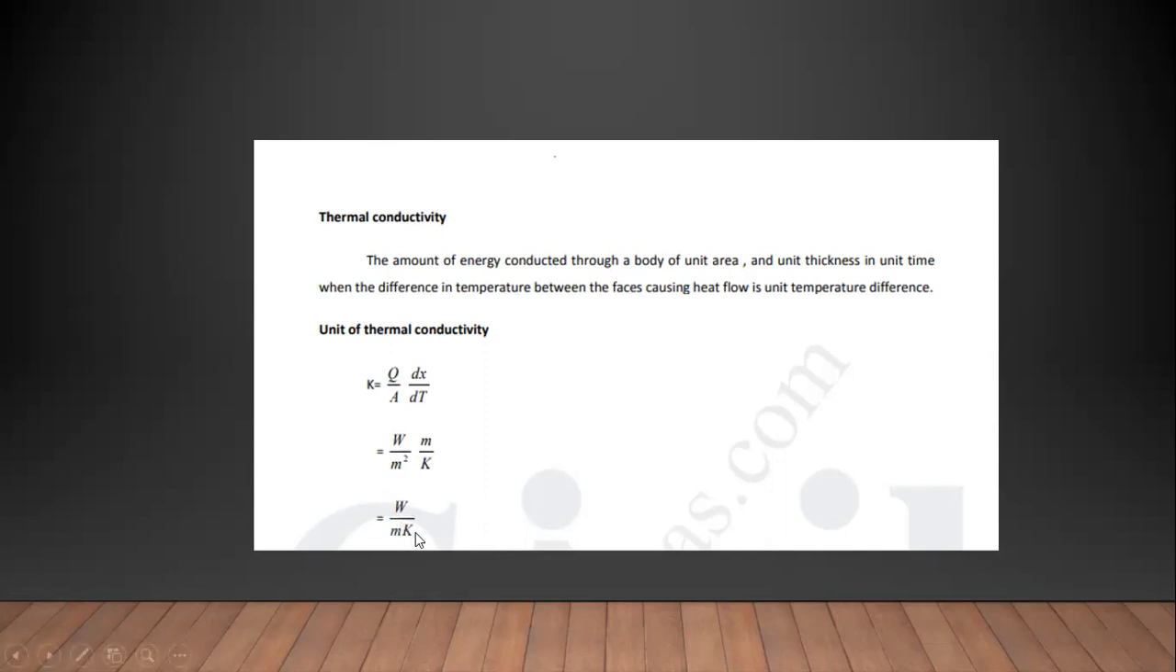So this is the unit which is used for thermal conductivity: W per meter Kelvin. W is the watt, the energy, per meter Kelvin. So meter is nothing but the length over which the heat is going to be transferred. And due to the heat, the temperature difference is measured in Kelvin.